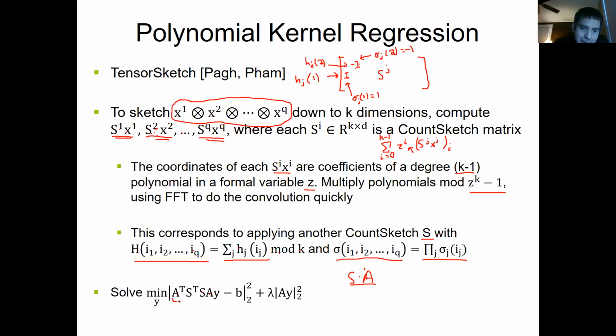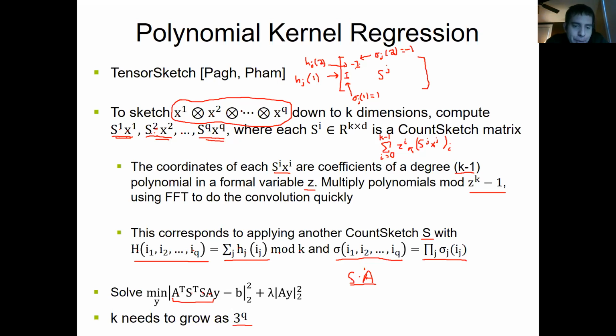And so I approximate the kernel matrix with A transpose SA, and you can show that this still gives you good solutions. There is one caveat here, which is that in this original proposal of tensor sketch, the dimension k actually needs to grow as 3 to the q. Now, q is the number of modes here. Remember, the order of your tensor.